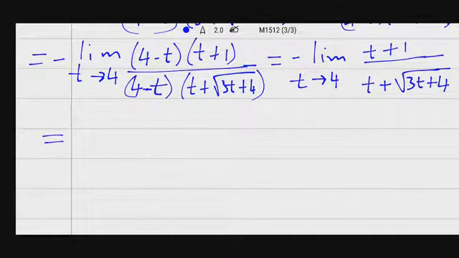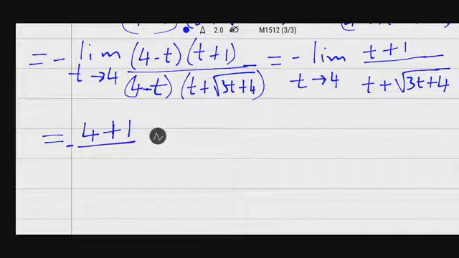Once you substitute, be careful. The moment you substitute 4 for t in the limit, you no longer bring the term limit along. So you are left with just the minus here. Don't put the limit because now you are substituting. That means you are using the value of the limit.